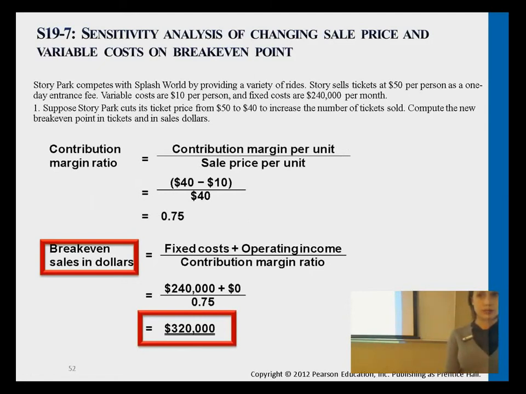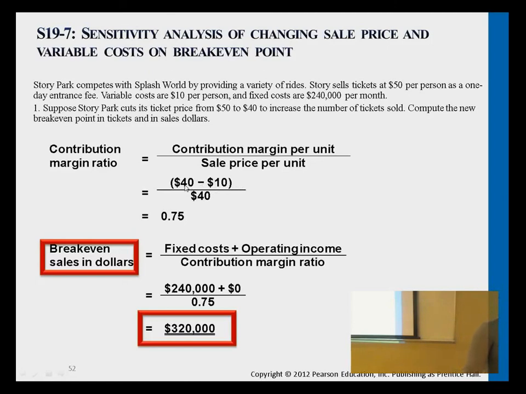So now the new thing, right? The last slide, we did that many times. This is something new. Now we're going to calculate the break-even in sales dollars. First, we'll calculate the contribution margin ratio. This is different from your book, it's more like in my lab, so pay attention to this. Contribution margin ratio is your contribution margin per unit divided by sale price per unit.